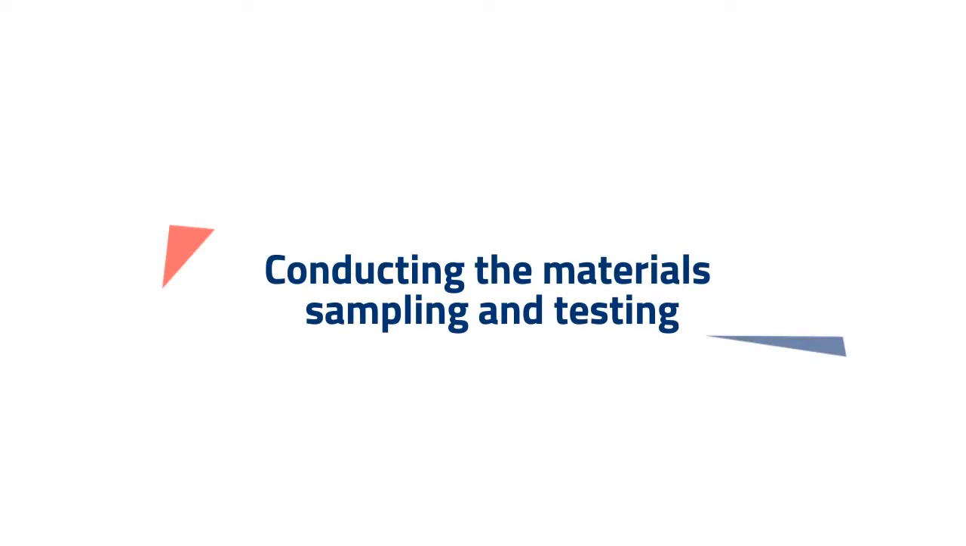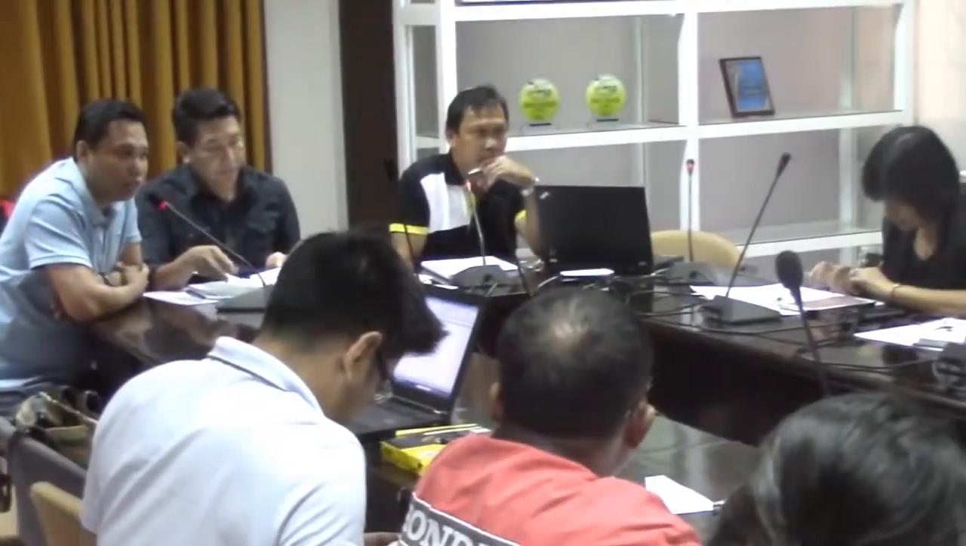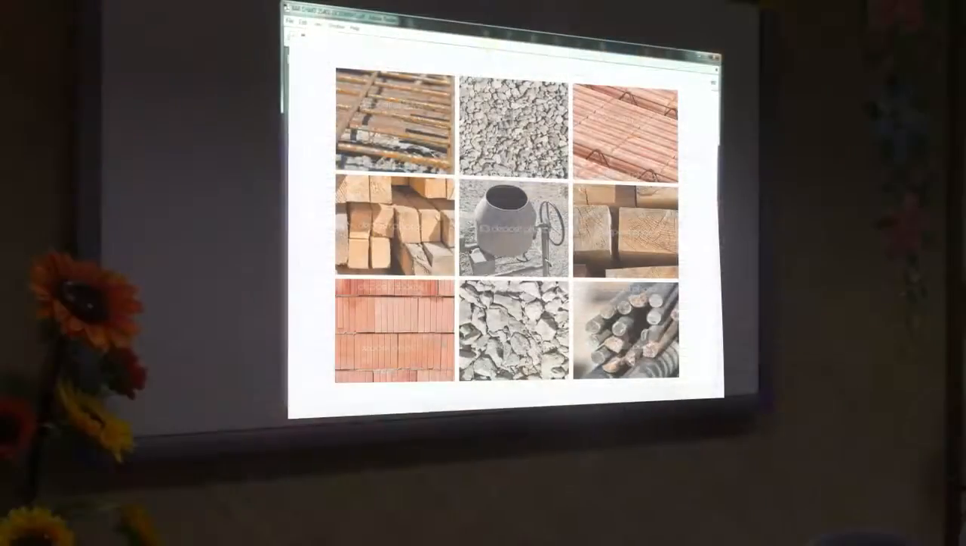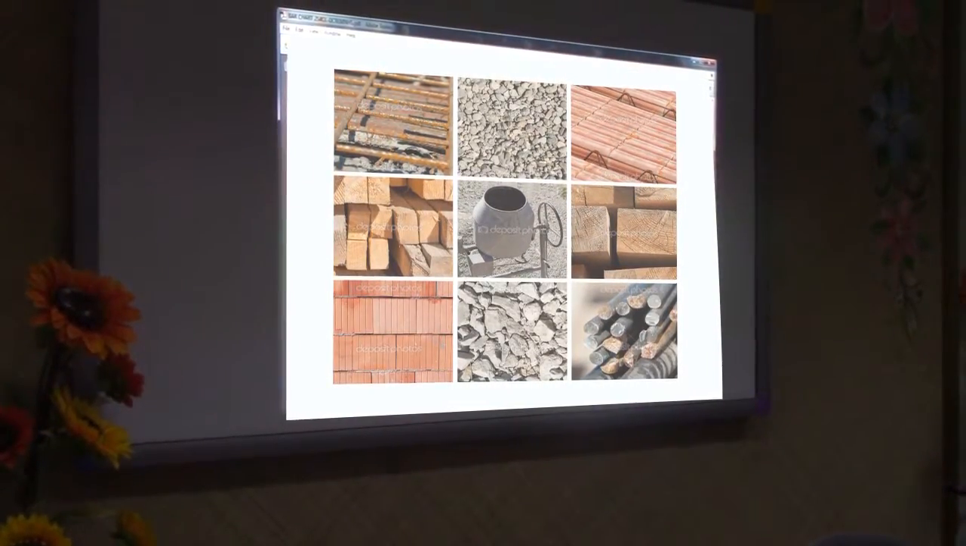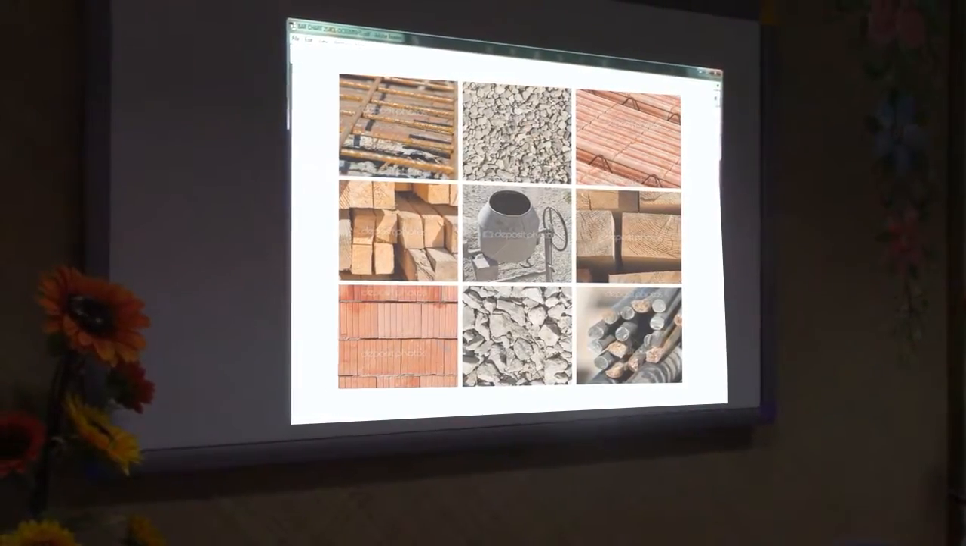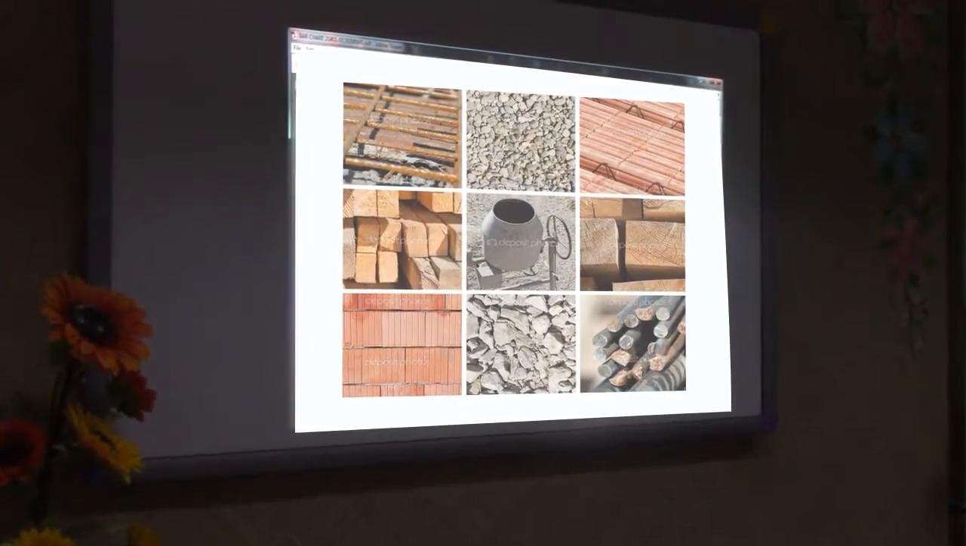Conducting the material sampling and testing. The engineer should next arrange with the contractor to carry out the pre-construction material testing. At this important testing session, the engineer will require the contractor to provide samples of all the approved components and materials which are to be used in the construction.